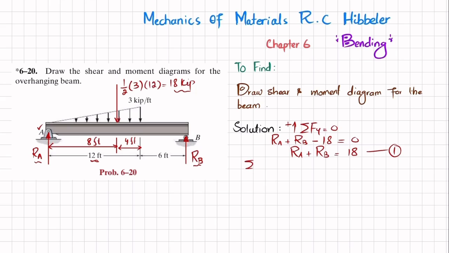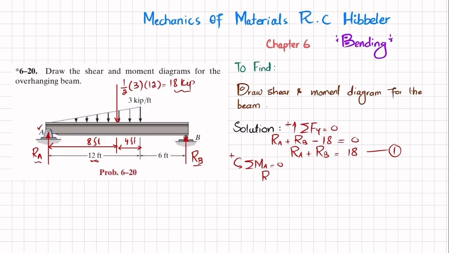Now we'll apply another equation of equilibrium: the sum of all moments about point A is equal to 0, taking the counterclockwise moment as positive. About point A, one moment will be due to this load, which is 18 kips times a perpendicular distance of 8, and this is producing a clockwise moment, so that will be negative. Clear? The second moment will be due to RB times a perpendicular distance of 18, and this is producing a counterclockwise moment, so it will be positive. The sum of all these moments about point A will be equal to 0.